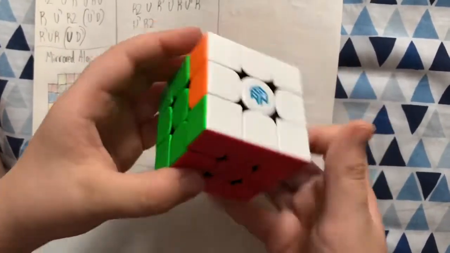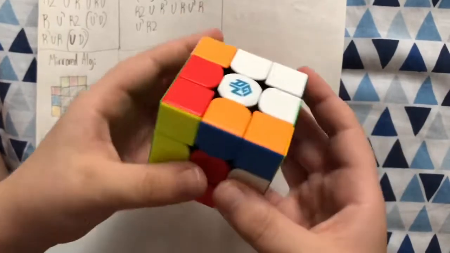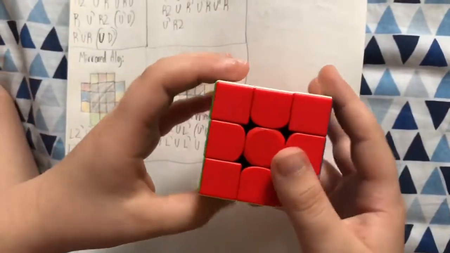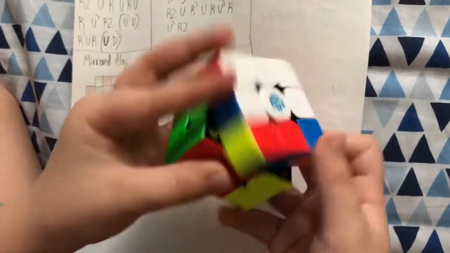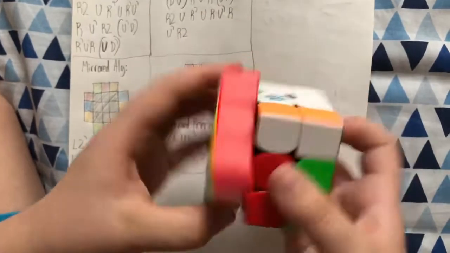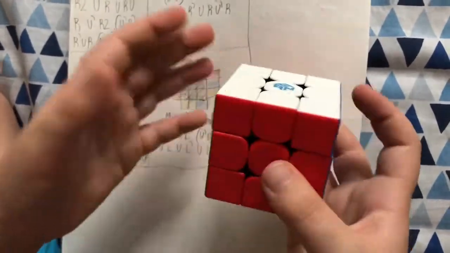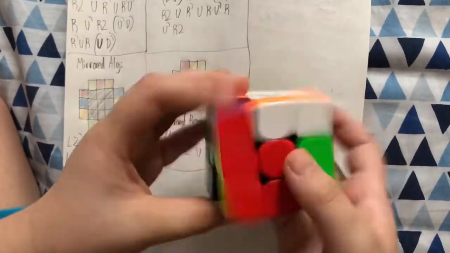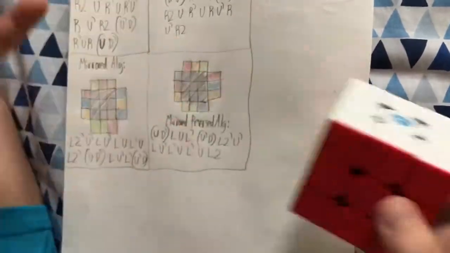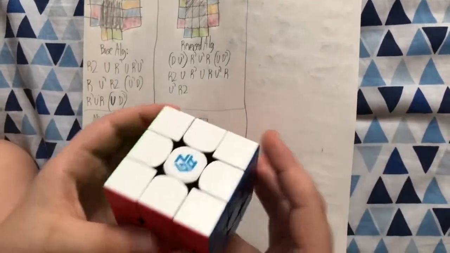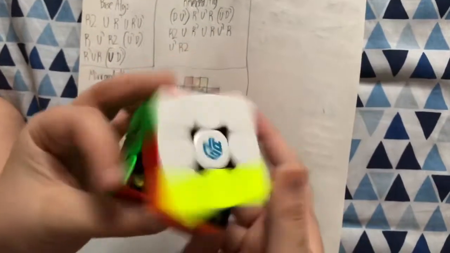So instead of doing this algorithm, which is a bit harder to do, I do it like this, which is the usual J-perm, and I can do it the other way around with my left hand, and it makes things a lot faster and cleaner and more efficient. So that's why I think this is the best method, but it might not be. You can just learn the other algorithms, but I prefer doing this.